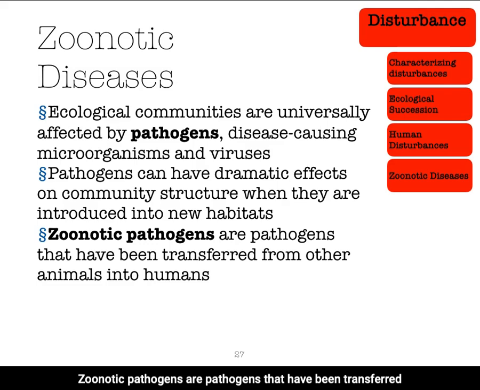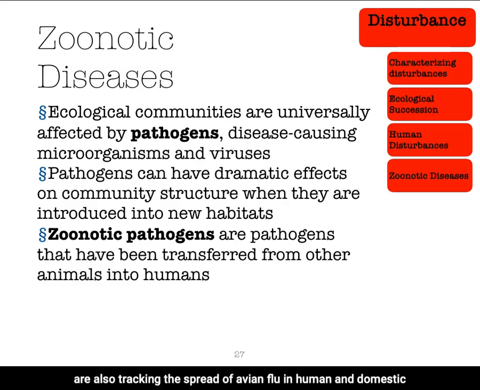Zoonotic pathogens are pathogens that have been transferred from other animals into humans. The transfer of pathogens can be direct, or it can be through an intermediate species called a vector. Many of today's emerging human diseases are zoonotic. Identifying the community of hosts and vectors for pathogens can help prevent disease. For example, recent studies identified 2 species of shrew as the primary hosts for the pathogen of Lyme disease. Ecologists can use knowledge of community interactions to study the spread of zoonotic diseases.